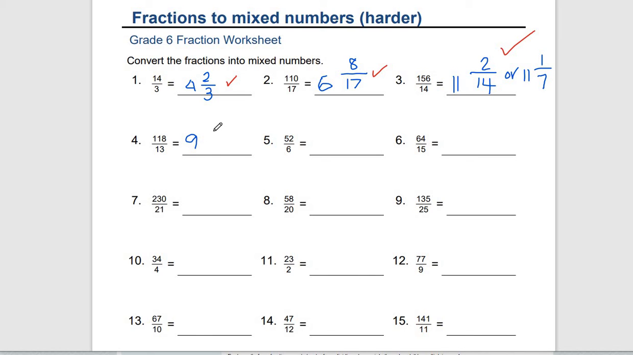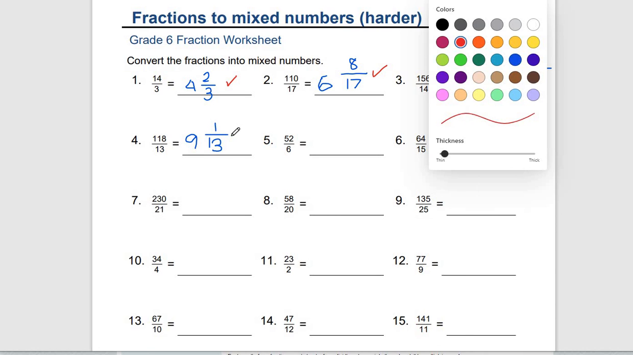And has a total of 117. But our total is 118, so we have a 13 as a denominator and 1, because we've only got 1 before 118 from 117 to get 9 and 1/13.